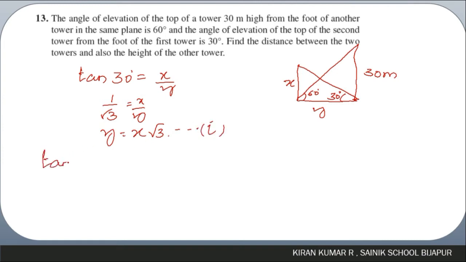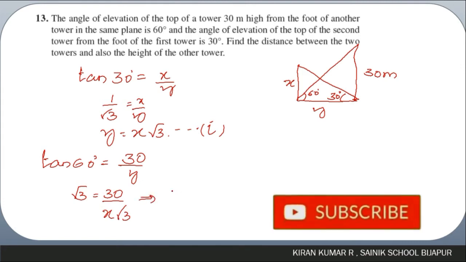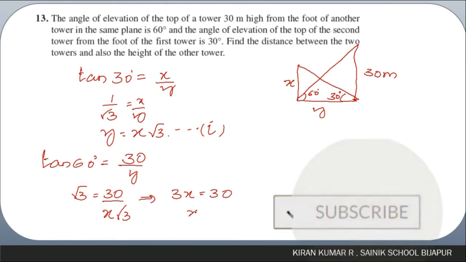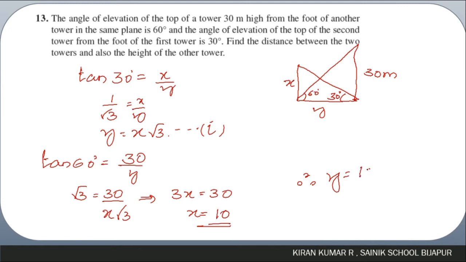Now observe, tan of 60 degree, this will be opposite side 30 upon y. Tan 60 is root 3, which is equal to 30 divided by, I will replace y with x root 3. When root 3 is multiplied, I'll get 3 times x is equal to 30, x value will become 10. Therefore y value will become 10 root 3. If you consider root 3 value as 1.732, it becomes 17.32 meters. This is the distance between the two towers, and the other tower is 10 meter high.